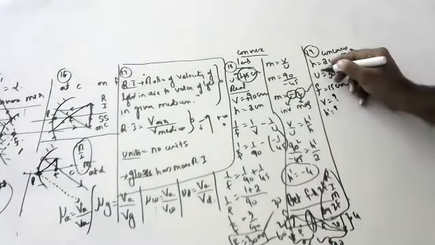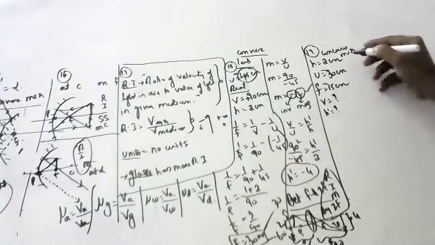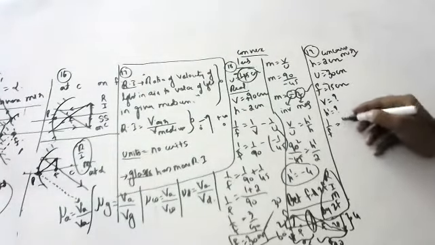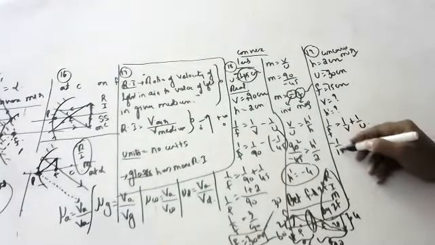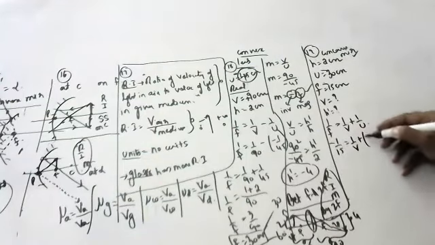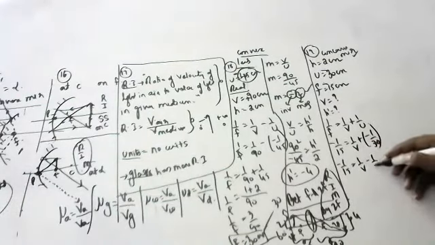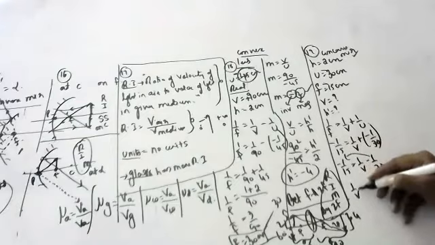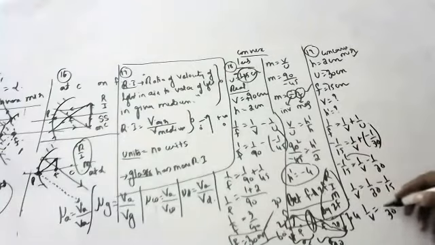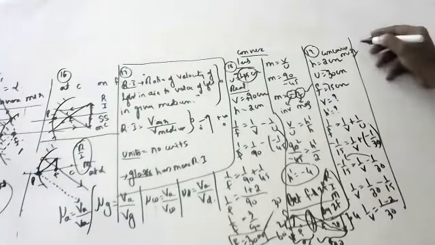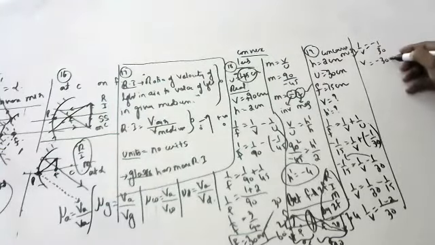Let's see here, children. Object distance is always minus. Concave means focal length is also minus. Mirror formula: 1 by f is equal to 1 by v plus 1 by u. So minus 1 by 15 is equal to 1 by v plus minus 1 by 30. 1 by v is equal to minus 1 by 15 plus 1 by 30. Taking LCM 30, 1 by v is equal to (minus 2 plus 1) by 30, which is minus 1 by 30. So v is equal to minus 30 centimeters.